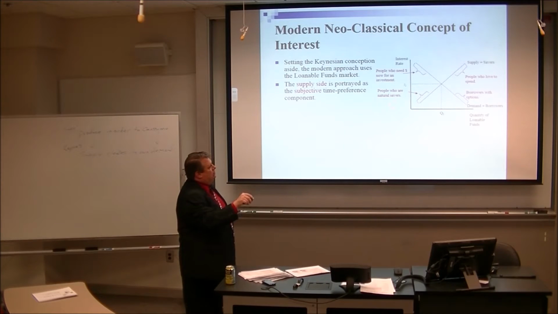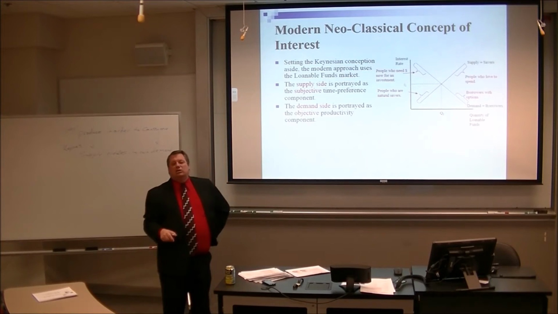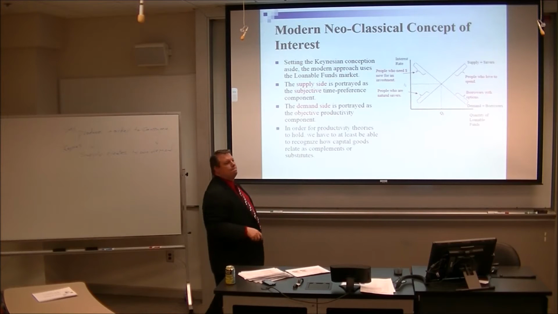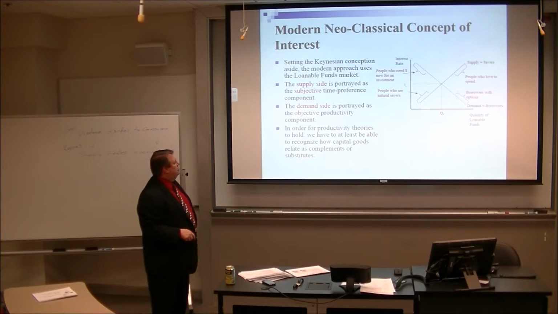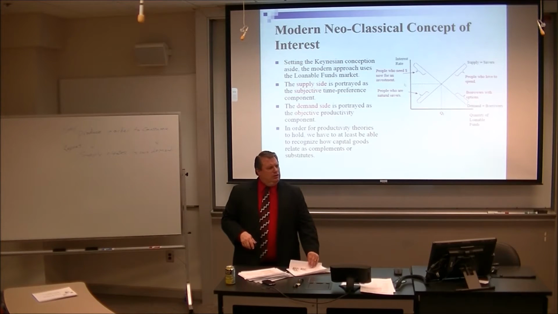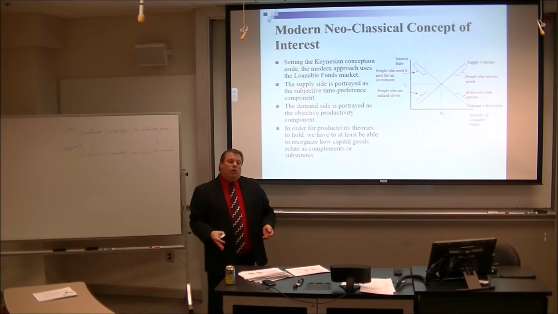So who are the natural savers, who are the natural spenders, okay? Then we have the demand side, which is the objective productivity side. So this is for these important investments, and then these are for the ones with options. In order for productivity theories to hold, we have to at least be able to recognize how capital goods relate as complements or substitutes. Because that's kind of important, isn't it? If I increase my capital, am I envisioning it as a complement or as a substitute? Well, if it's a homogeneous blob, what am I thinking of all capital being? Substitutes. All of it, 100% substitute.